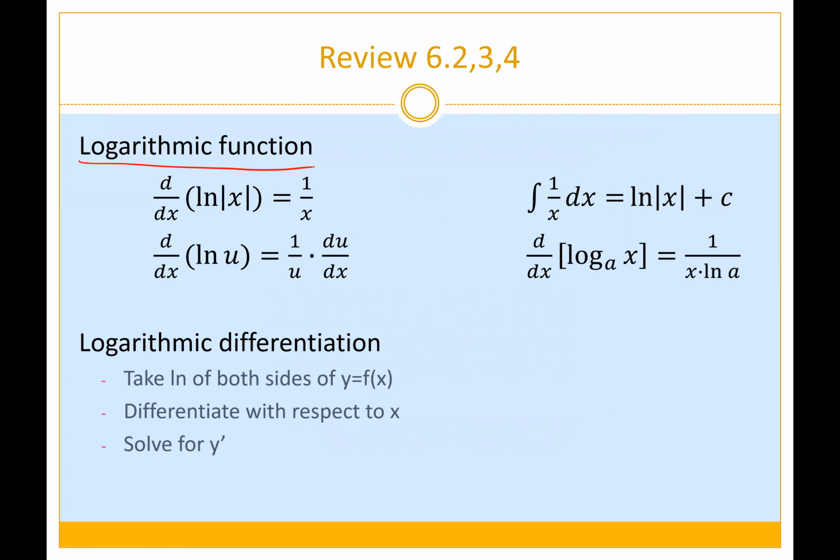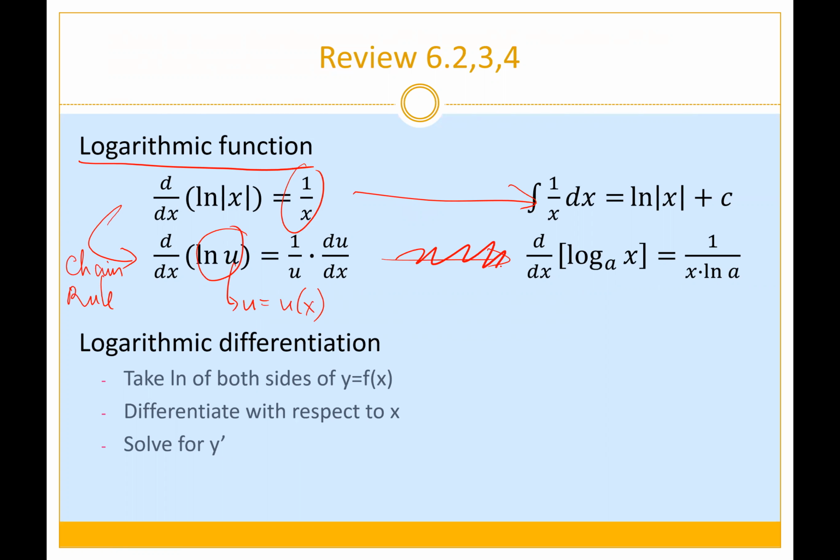we have the derivative of ln of absolute value of x is 1 over x. And so from that, we have the integral of 1 over x dx is ln of absolute value of x plus c. Doing the same thing with the chain rule, we're gonna have the derivative with respect to x of ln of u, where u is a function of x. Then it's gonna equal 1 over u times du/dx.